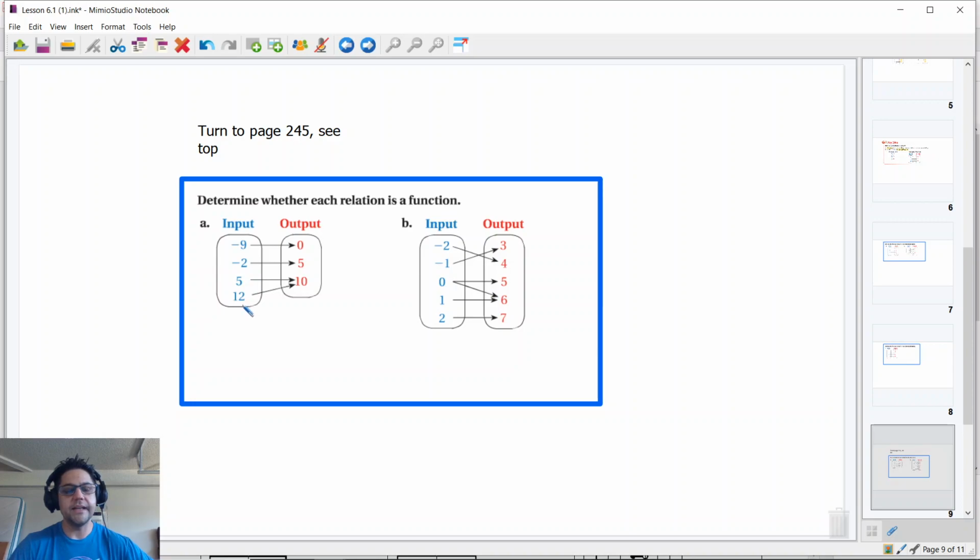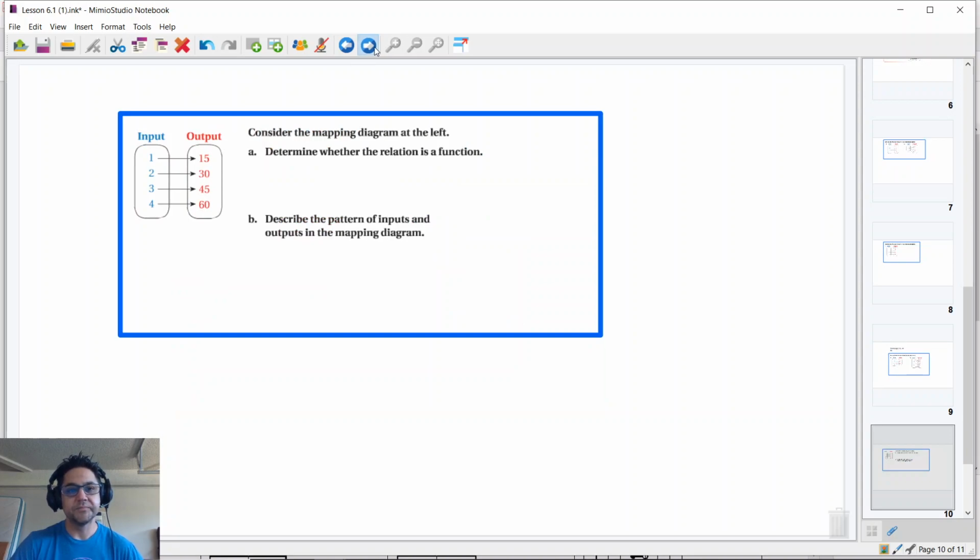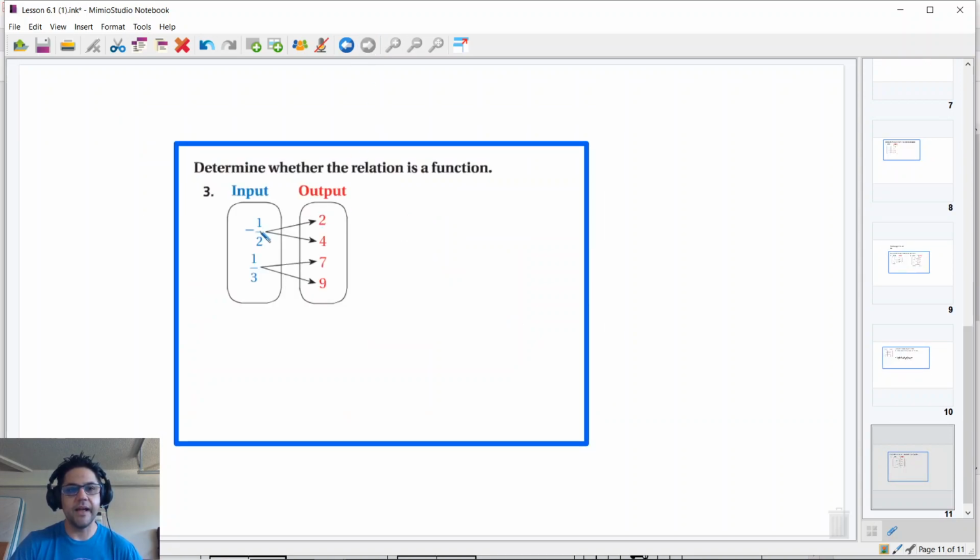Looks good. Now, some people may say, but Mr. Murillo, 5 and 12 are going to 10. That's not what we're concerned about. We're concerned about if the input has one output, and all of these inputs have one output, so therefore it is a function. Where over here on B, -2 looks good, -1 looks good, but it's a 0. 0 is dating 5 and 6. Not good. Not a function because 0 has 2 outputs. Really easy to see there. So jumping on, not a function, has 2 outputs.